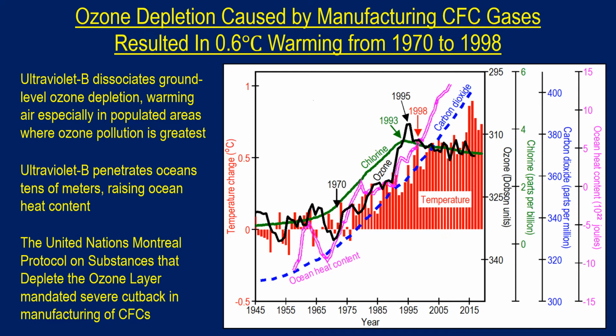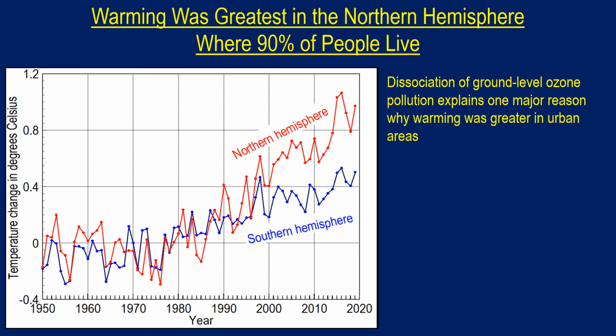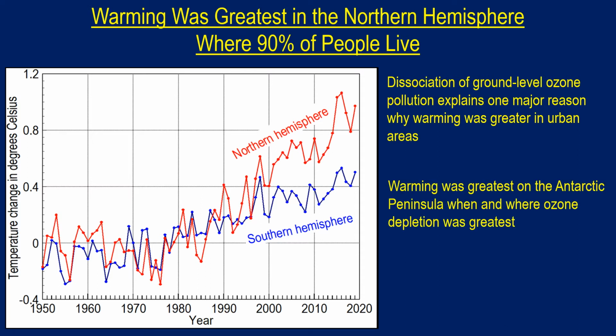But the ozone layer is expected to remain depleted for most of the rest of this century, continuing to increase ocean heat content. Warming was greatest in the northern hemisphere, where 90% of people live. Dissociation of ground-level ozone pollution explains one major reason why warming was greater in urban areas. Warming was greatest on the Antarctic Peninsula, when and where ozone depletion was greatest. Warming due to ozone depletion explains Arctic amplification.